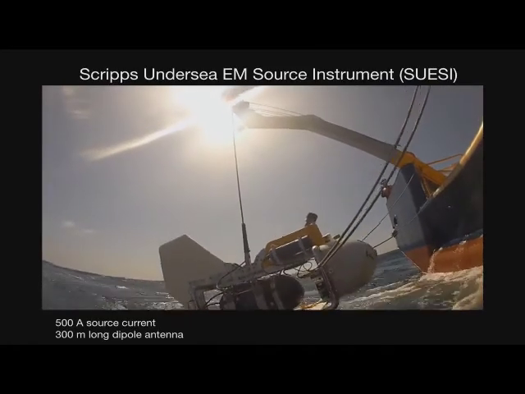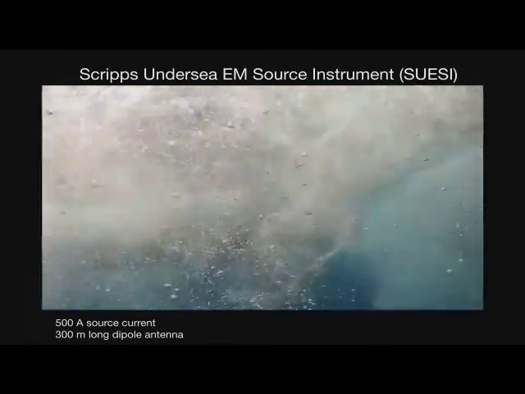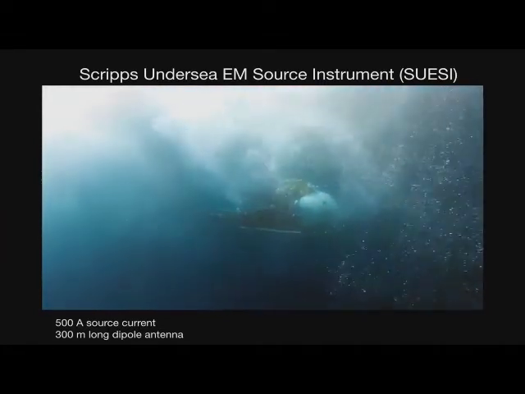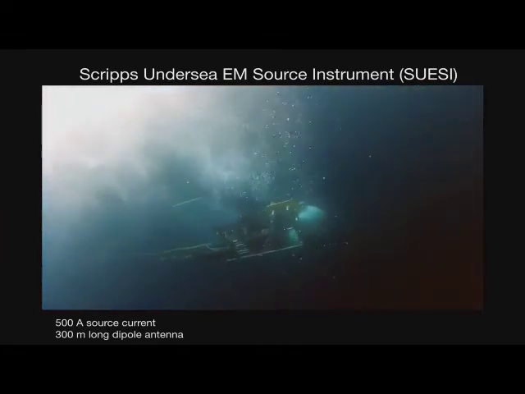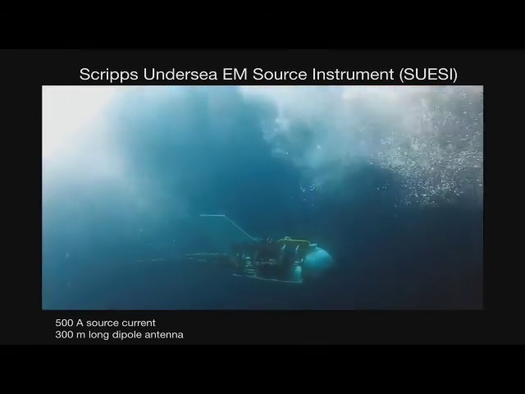And so this transmitter that we built at Scripps can generate up to about 500 amps. The latest, greatest transmitters that they're using in industry transmit about 7,000 amps. So they have much bigger cables and things like that and more money. But this is what it looks like. So we can tow this thing.